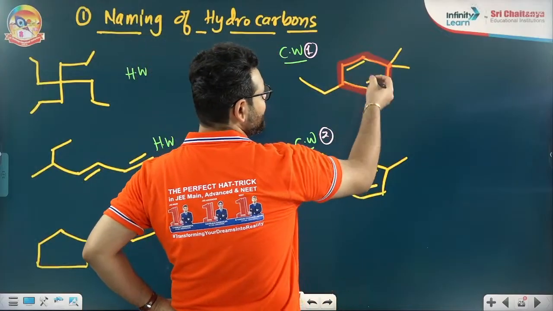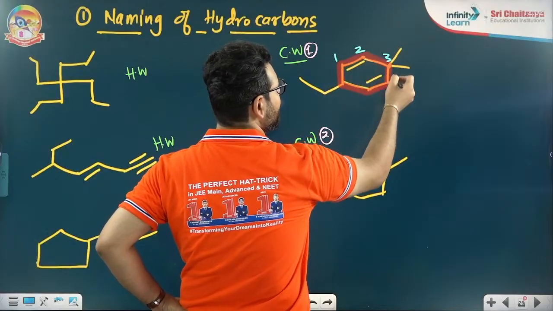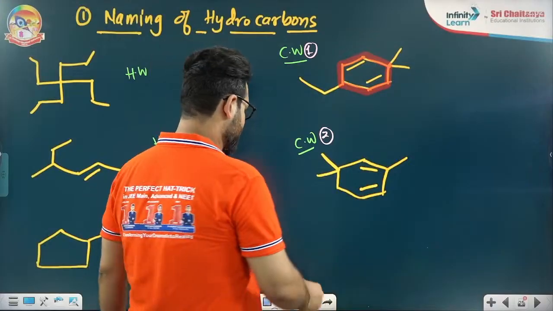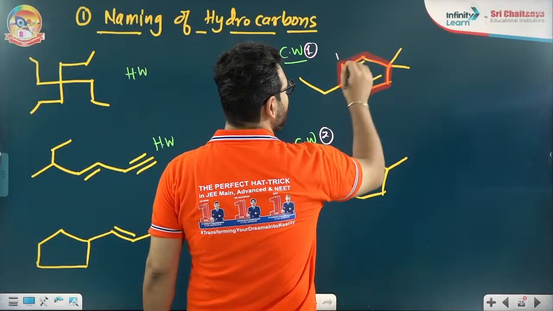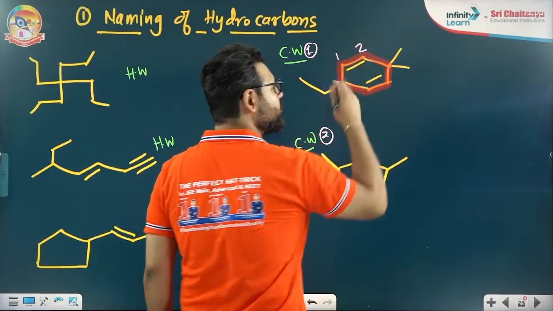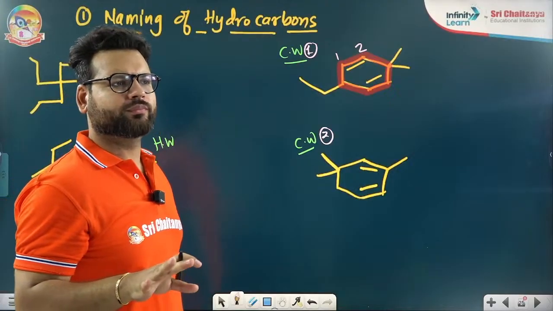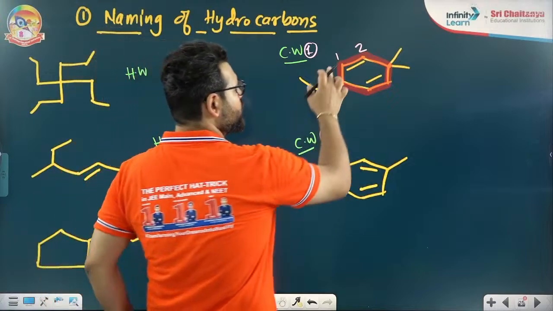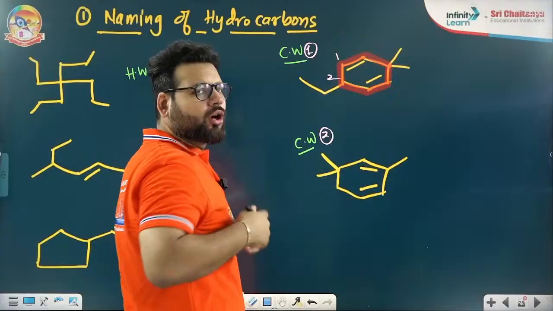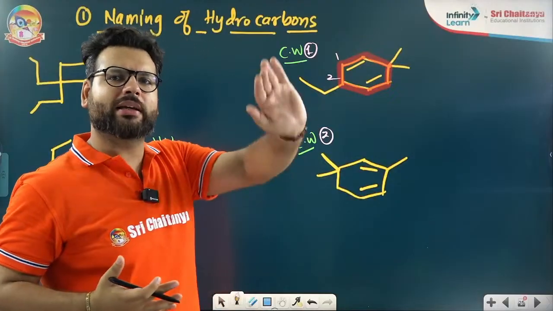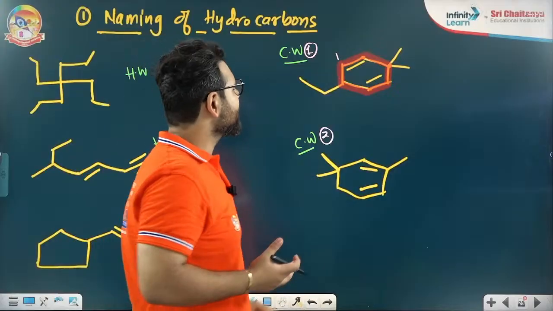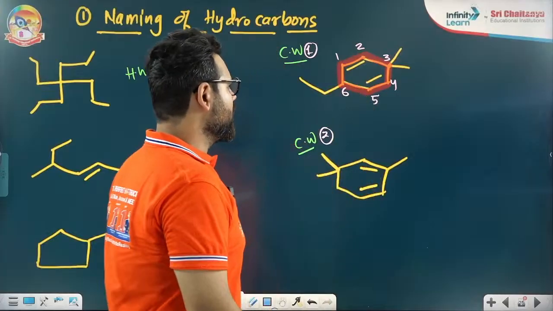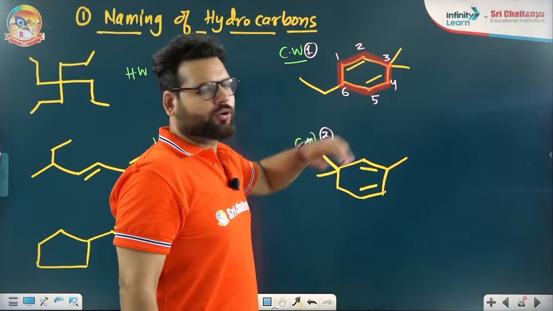One way to number it is this way: 1, 2, 3, 4, 5, 6. If I say this is 1, this must be number 2. There is no other choice. You can't just touch the pi bond and go away from it. You always have to go through the alkene. That's how both carbons get the preference. So 1, 2, 3, 4, 5, 6. The alkenes are getting numbers 1 and 4.